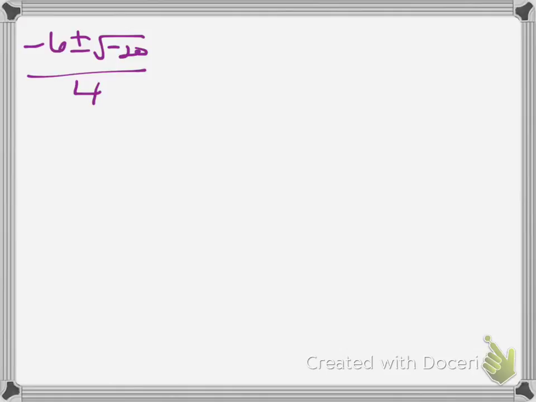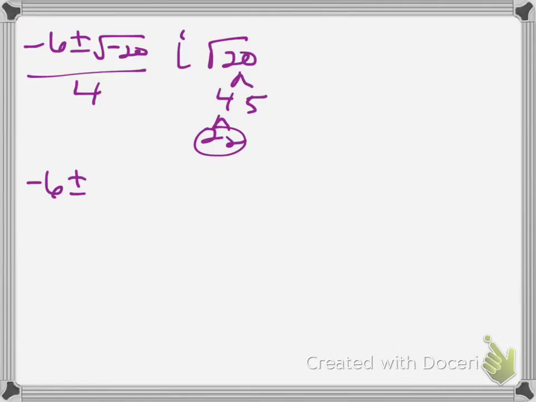So with that negative 20, first of all, I know I'm taking out an i. Okay, i square root of 20. And let's see what else I can take out. Looks like I can take out a 2. So I've got negative 6 plus or minus 2i square root of 5 all over 4. Okay, so we ended up with a complex answer because I did have that negative inside the square root.